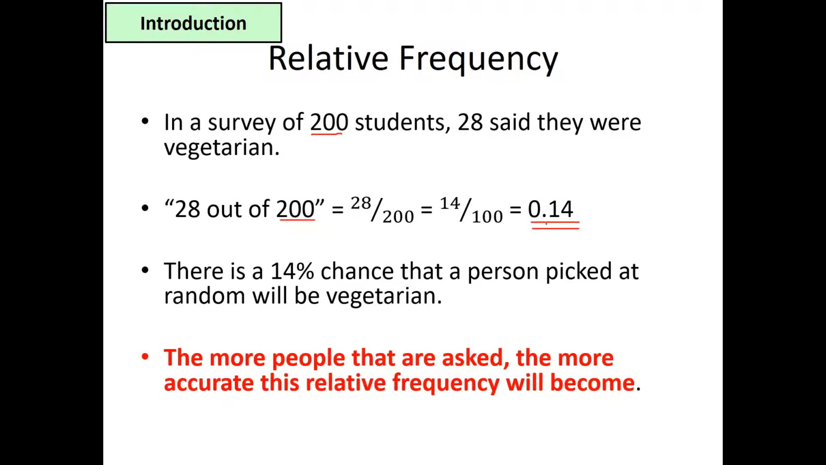And that's a key point. I want you to write that down on the piece of paper you're working on at the moment. Write down: the more people that are asked, the more accurate the relative frequency becomes. That is generally true of any kind of experiment. The more times you do something, the more times you can verify the results. So the more people I ask, the more accurate my relative frequency is.